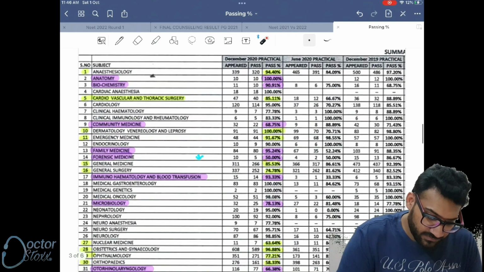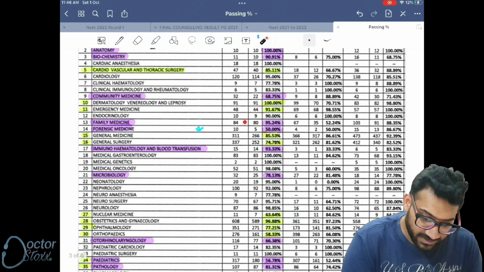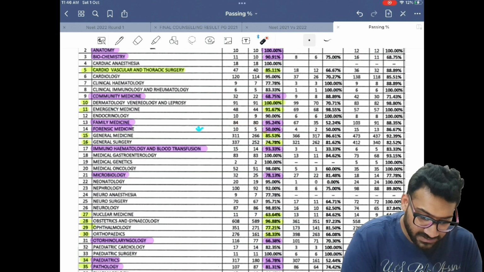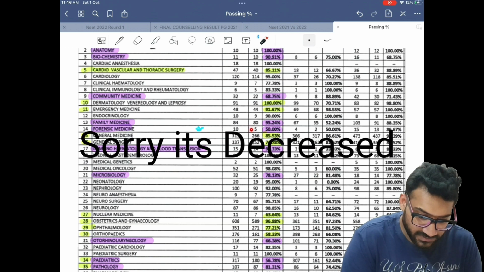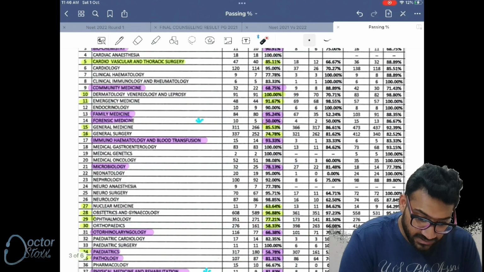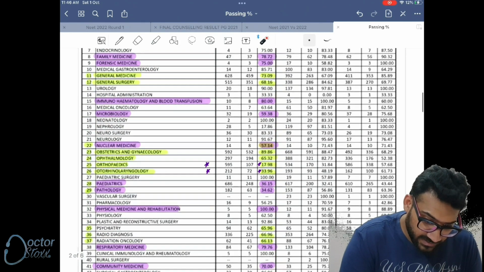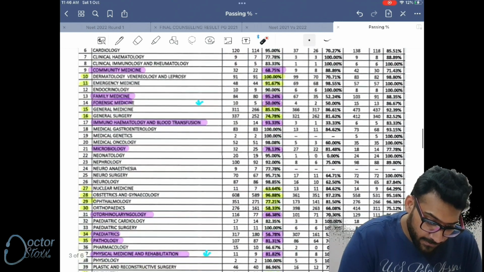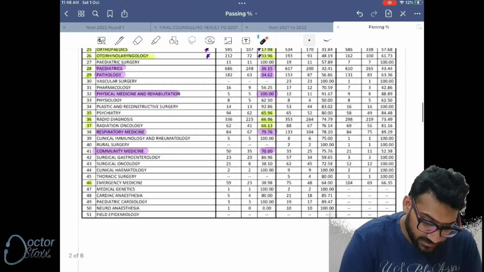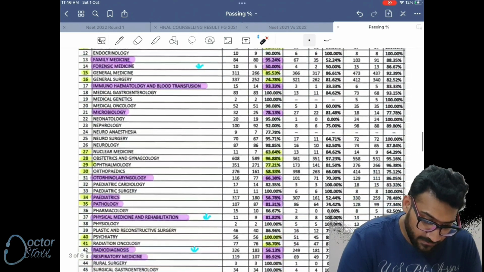So we will start with family medicine and forensic medicine. As you can see, family medicine passing percentage in practicals is 95%. So it has increased. But in forensic medicine, it has decreased from 75% to 50%. In immunohematology and blood transfusion, it is 93%, but as you can see, in theory it is 80%. So again increased. In microbiology, it is 78%, and in theory, it was 60%. So again, you can see it is increased.